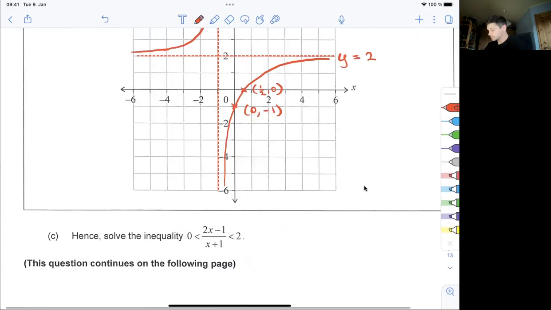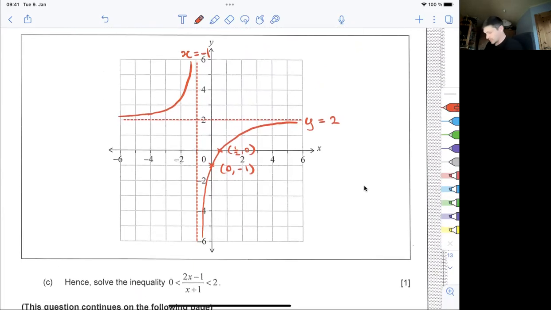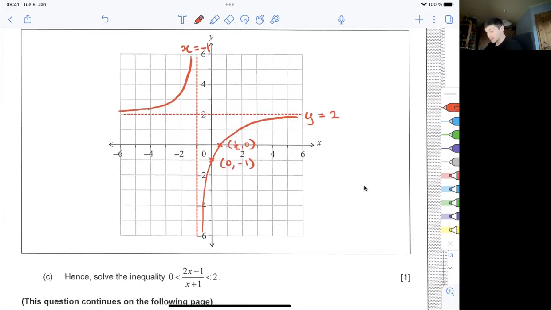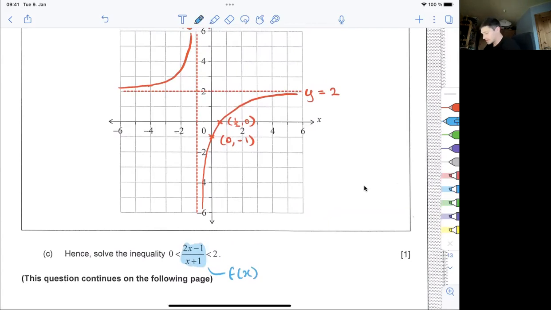Okay, let's move on. Part C asks, hence solve the inequality 0 is less than (2x minus 1) over (x plus 1), which is less than 2. So if we look at our graph here, we need to find when our function f(x), because this expression here is just f(x). So going up to our graph, we've got to find when the value of f(x) is between 0 and 2.